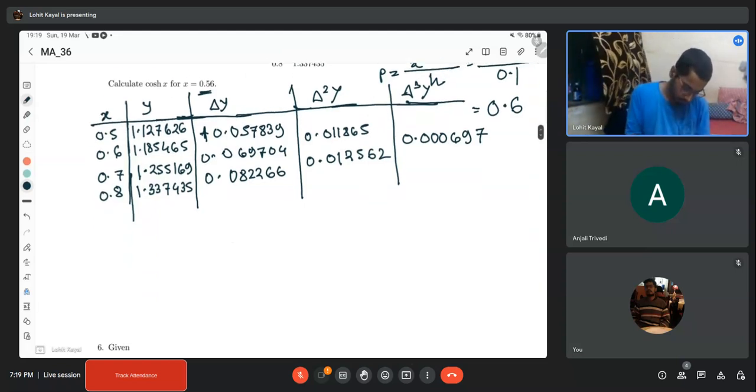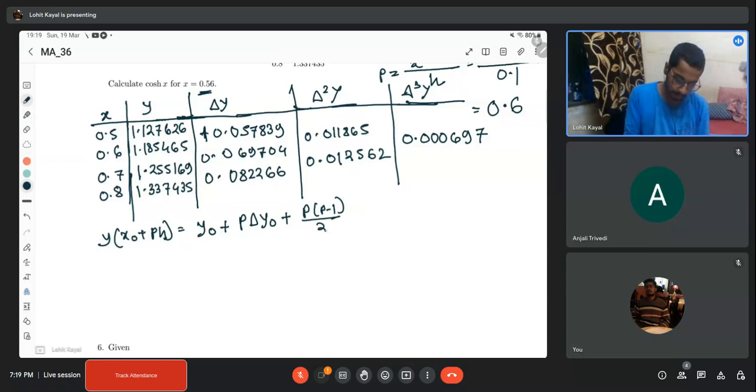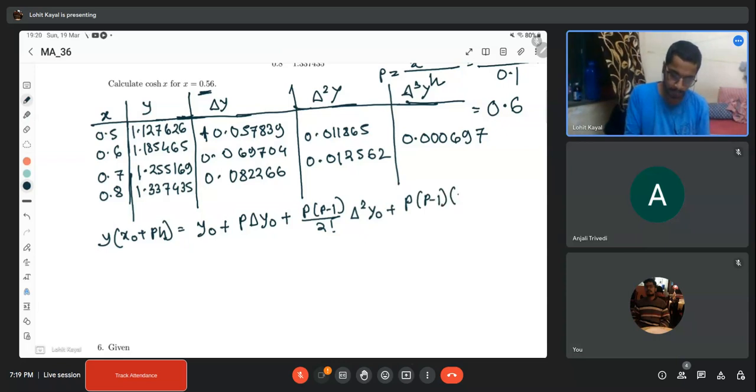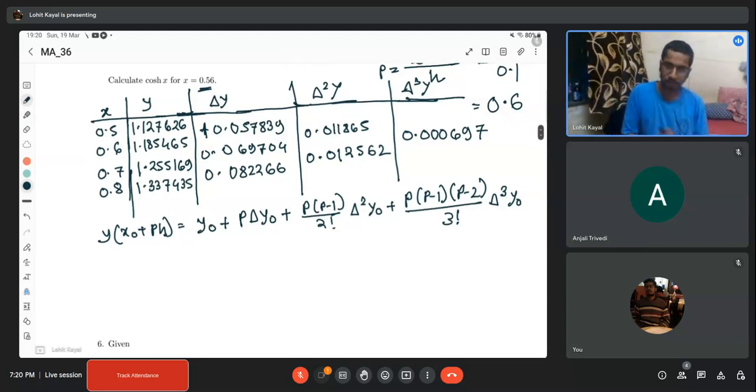Okay, so y at x naught plus ph equals y naught plus p into delta y naught plus p into p minus 1 by factorial 2 delta square of y naught plus p into p minus 1 into p minus 2 by factorial 3 delta cube of y naught. Alright. So let us do this calculation.